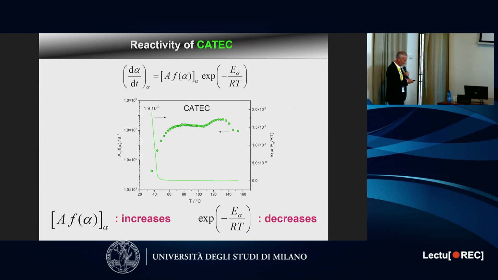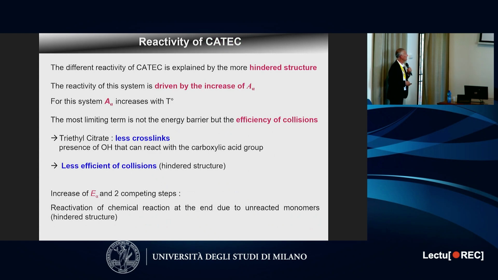And again, if we compare with Catech, we see that it is completely different. It is the opposite. In fact, the pre-exponential term increases, while the energetic barrier decreases. So again, a different reaction mechanism. The different reactivity of Catech is in fact explained by a more hindered structure of this molecule. For this system, the reactivity is driven by the increase of the pre-exponential factor, and the computation shows that this value increases during the polymerization, while it decreases for the other system.